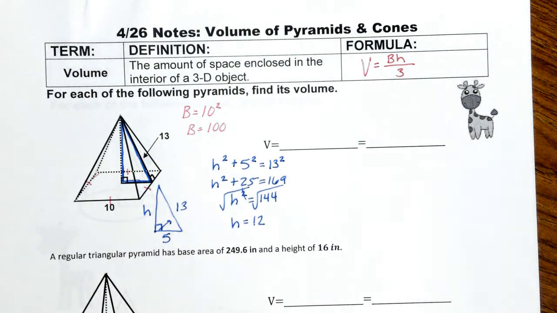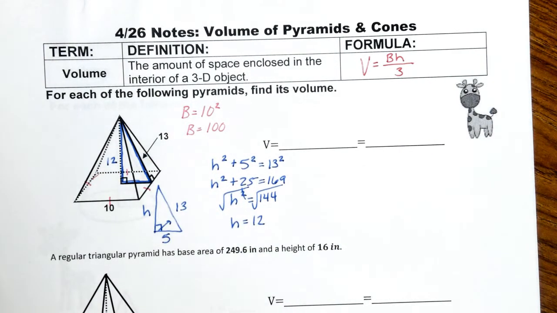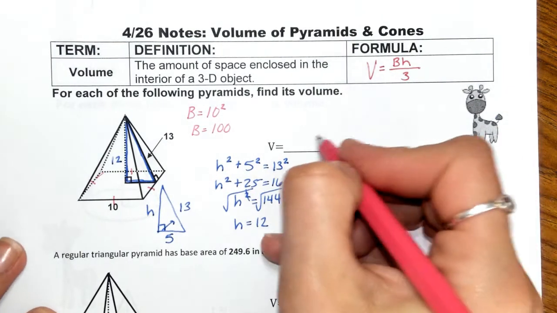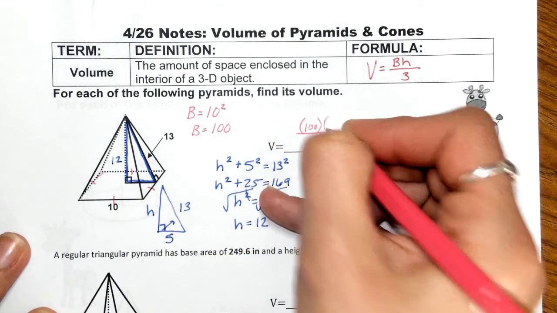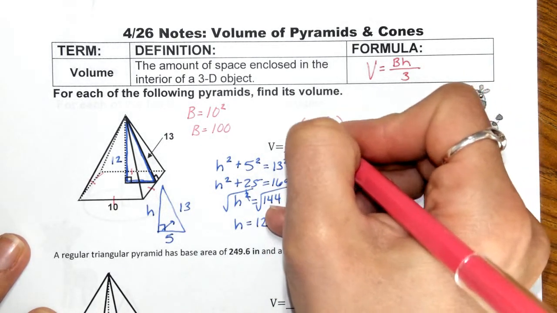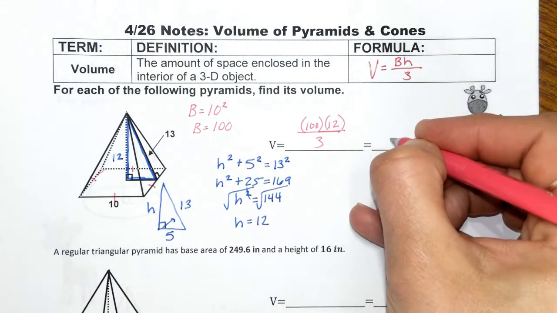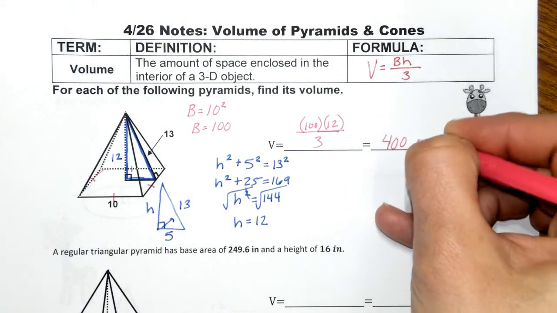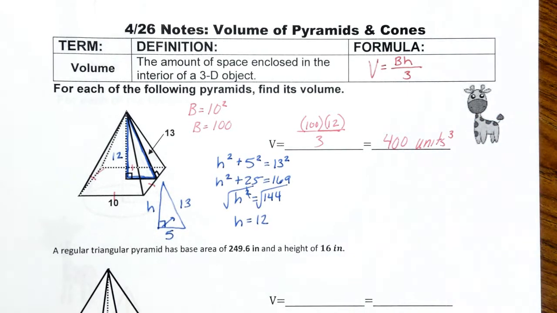We should have found out the height of our pyramid is going to be 12. So now let's go ahead and plug into our formula. We have over 3. We have our area of the base, 100, times our height of 12. And we can plug this all into the calculator at one time. Do be aware, because we're dividing by 3, sometimes we may end up having a decimal. We'll round to the nearest tenth if so. This one will come out to a complete whole number. It should be 400 units. Again, volume is 3-dimensional, so we need an exponent of 3, cubed.